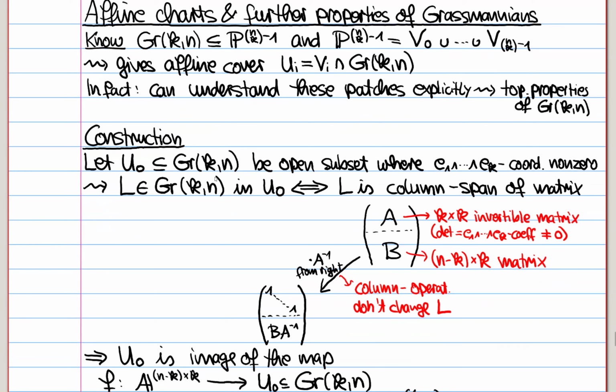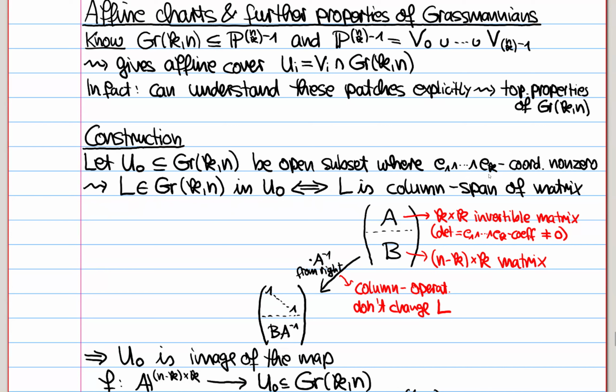So let U_0, as above, now be the open subset where one of the Plücker coordinates doesn't vanish. We take, for simplicity, just the first one, the Plücker coordinate for this basis element of the alternating tensor product. So consider U_0 to be the subset where this doesn't vanish. Then a linear space is contained in there if and only if the linear space is the column span of a certain matrix here. So it's an n cross k matrix.